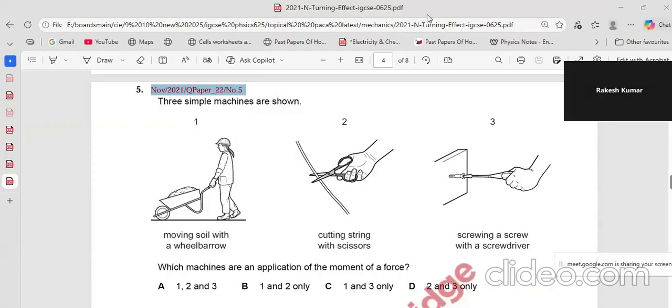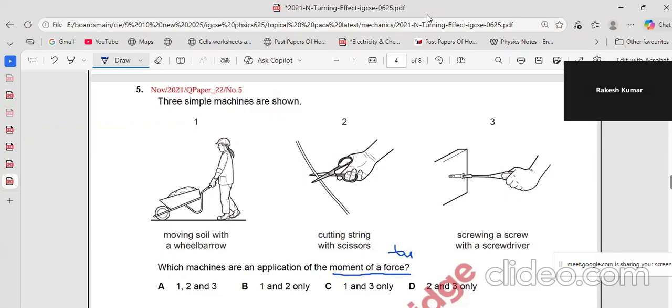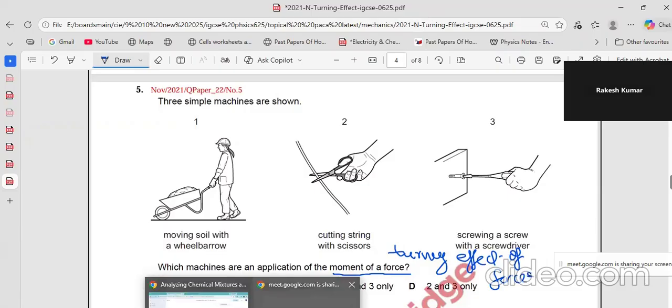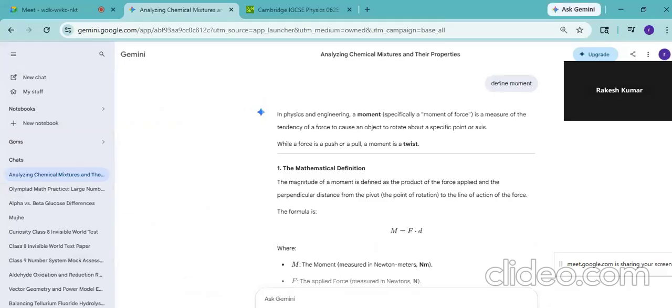The question says there are three machines, and the machines are an application of the moment of a force. So whenever you see this word, you think of the turning effect of force. Then you come to the definition: it is defined as the product of the force applied and the perpendicular distance from the pivot to the point of action of the force.